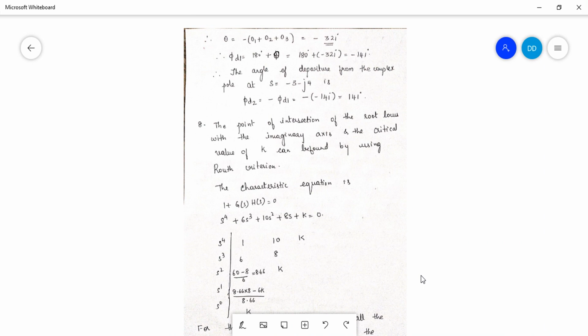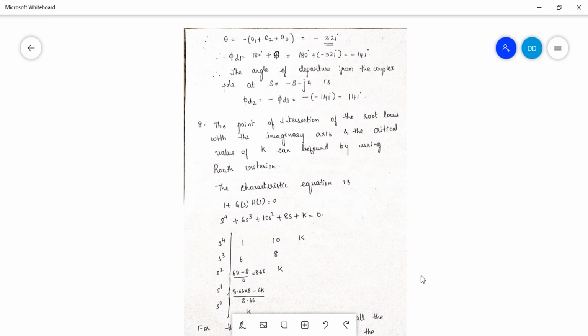On substituting the value of theta, we get the angle of departure as minus 141 degrees. Next, we have to find the angle of departure from the complex pole located at minus 3 minus j4. Since they are complex conjugate pairs, our second angle of departure is equal to the negative of the first angle of departure. So we get it as plus 141 degrees.